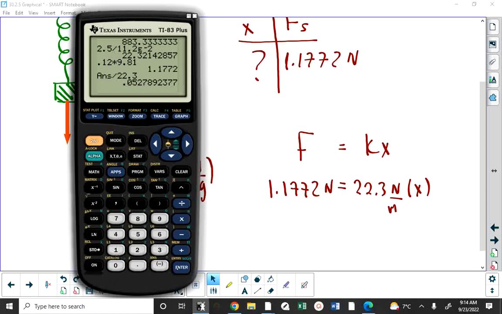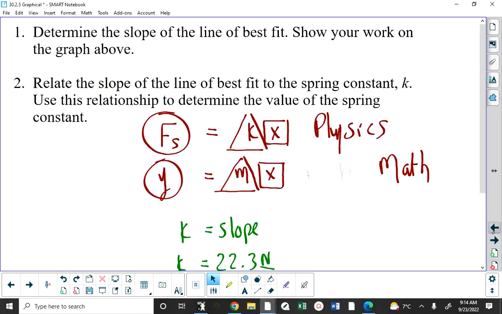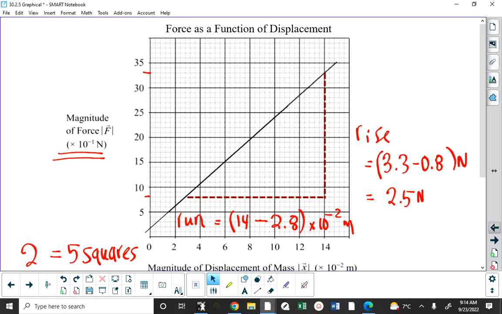let's take a look at the graph. We had a force of 1.1772 newtons. So where would that be? Well, these are times 10 to the negative 1. So this is 2 newtons right here. This is 1 newton. This is 1.5. So 1.7, well, 1.75 would be here, wouldn't it?